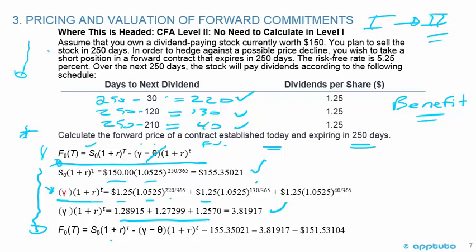So going back to our calculation here, the price of the forward is the future value of the spot price minus the future value of the benefits. And so we get 151.53104, okay? So it's 155.35 minus the 3.81.